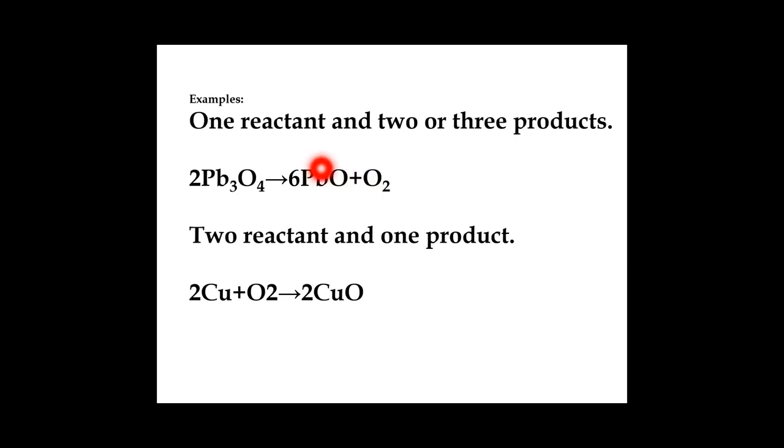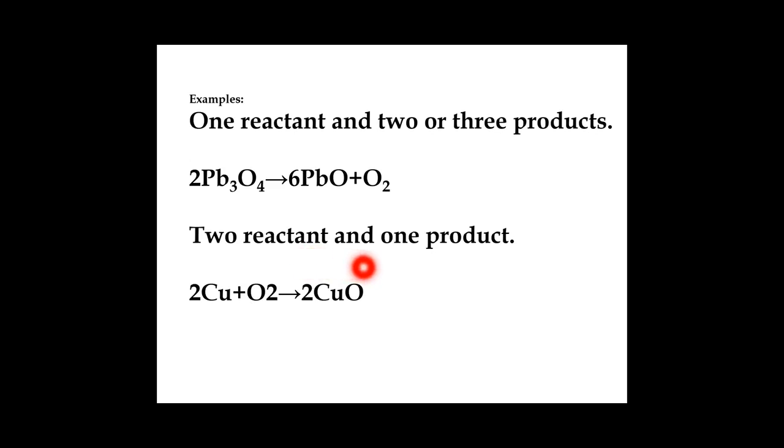Examples. This is an example for one reactant and two or three products. So this is lead tetroxide, which forms lead oxide and oxygen. So lead tetroxide is a reactant, forming lead oxide and oxygen, two products. So this is an example of a chemical reaction which involves one reactant and forms two products.